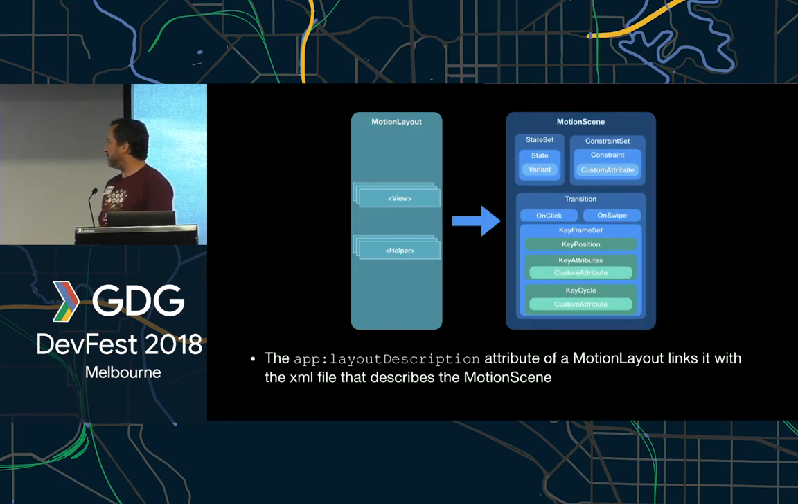So what do we got? I talked about motion layout. On the left-hand side here, we've got a little diagram. A motion layout file is just a layout.xml that you would have used already.